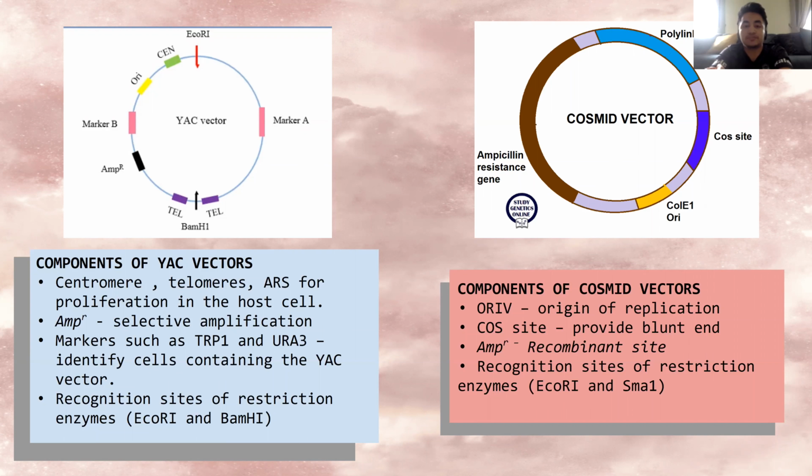If the cos sites are about 50 kilobase pairs away, then the efficiency of packaging inside the phage head is very efficient. Otherwise, no packaging takes place.